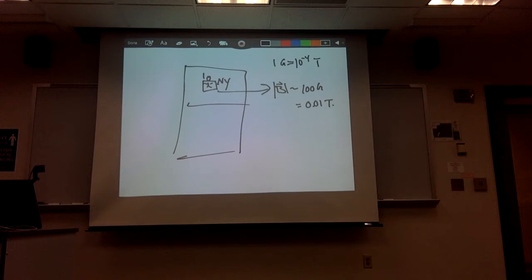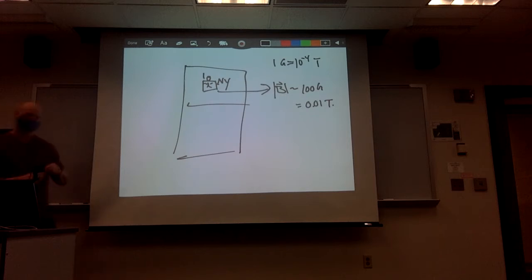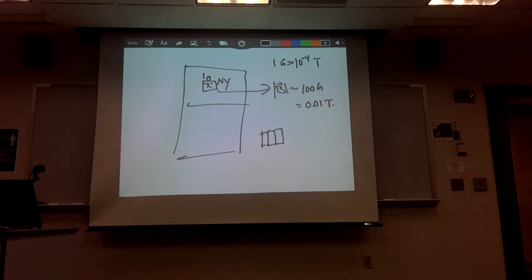Do the Gauss numbers of the magnets add together? Right, if I put them on top of each other, as long as the magnetic fields are pointing in the same direction, then yes, you would add the total magnetic field together. If I stacked a bunch of these on top of each other, with all the axes pointing in this direction, the total would be the sum over all of the individual magnets. Exactly. We would just use the superposition principle that we looked at when we did electric fields.